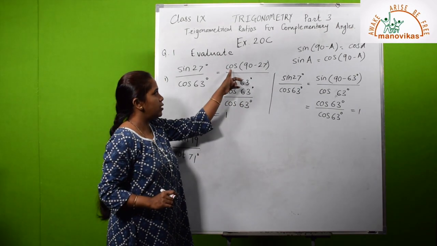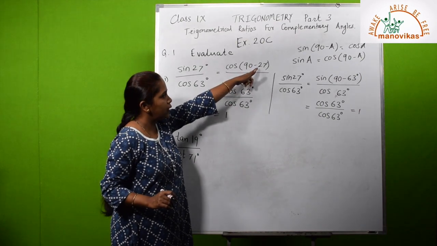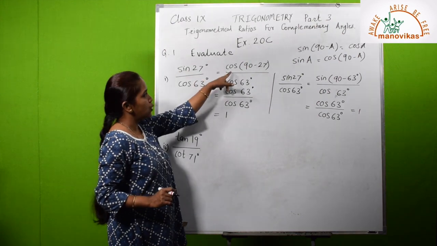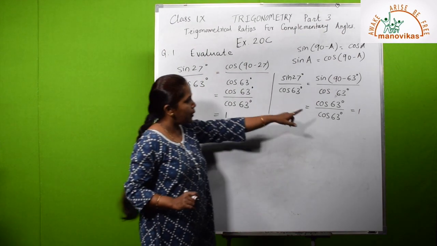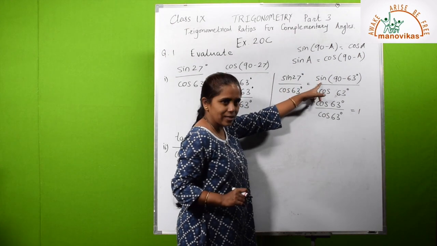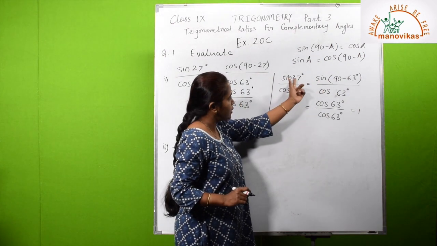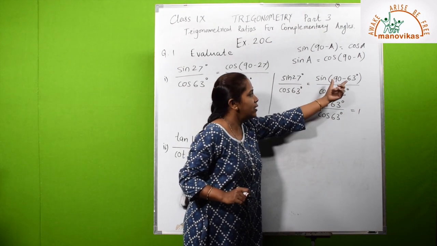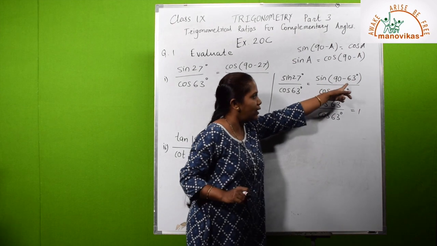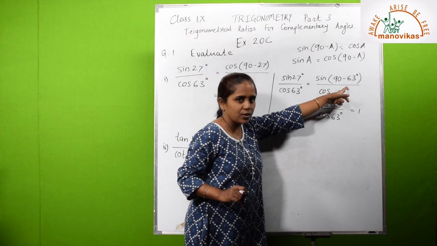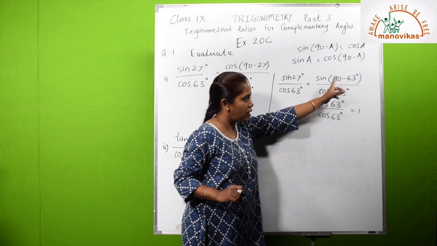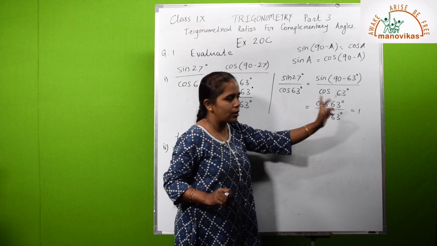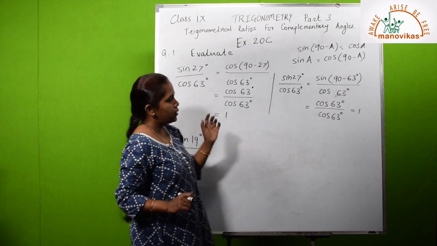Either you can change the ratio, but the angle keep as it is, 90 minus the same 27, but I have changed sine to cos. In the other method I kept sine as it is, okay, and 27 I have written in terms of 90 minus 63. Here I change the angle, instead of 27 I have written 63. Okay, so ratio as it is, angle change. So sine 90 minus A we can write as cos 63. You get the value as 1. Okay, this is the first sum.